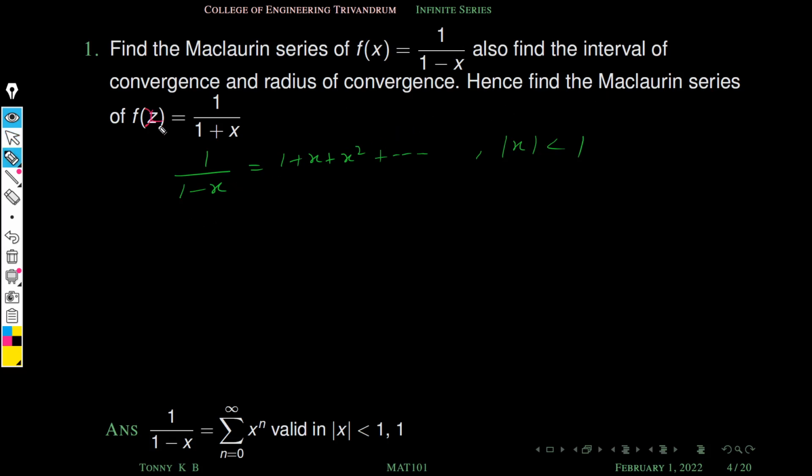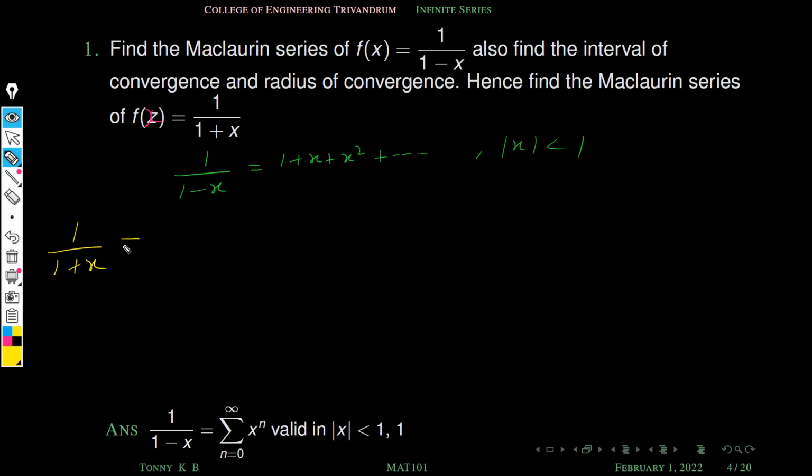the Maclaurin series of f of x equal to 1 by 1 plus x. Either you can find the Maclaurin series using the same method. That means you find the derivatives and substitute in the Maclaurin series formula. Actually here, we can easily find the Maclaurin series of this function using the known Maclaurin series. Okay, how to find the Maclaurin series of 1 by 1 plus x? We know that the Maclaurin series contains only the terms x and its powers.